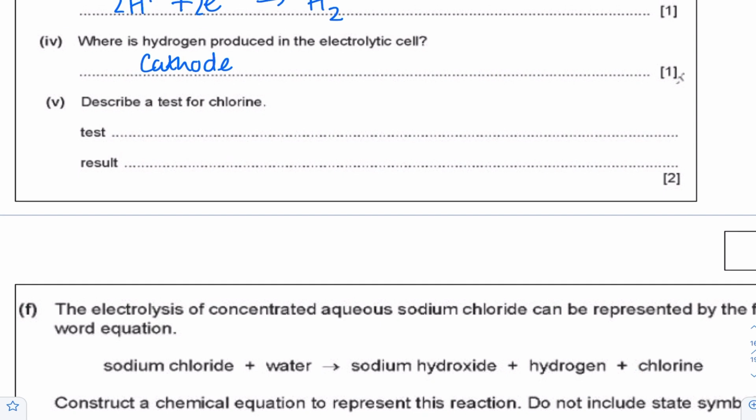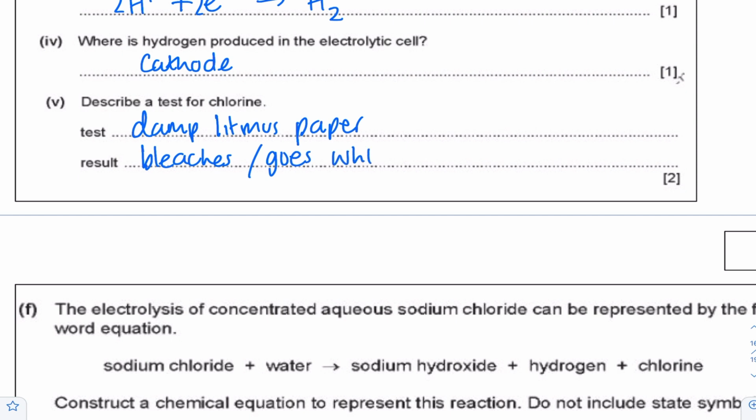Describe a test for chlorine. So the test is damp litmus paper, always. You can say damp blue litmus paper, but all litmus paper will work. And the result is that it bleaches or goes white because all the colour will go out of it.